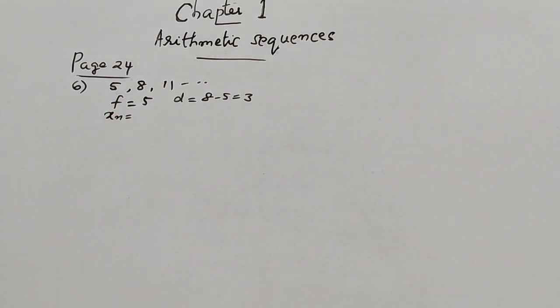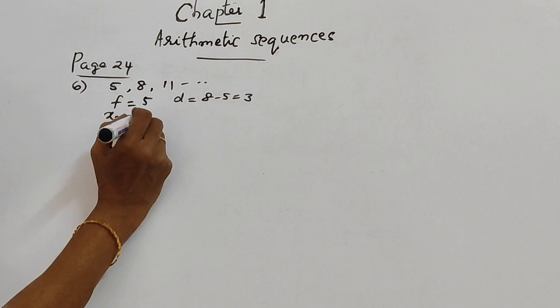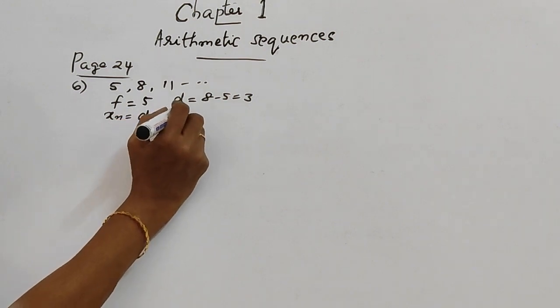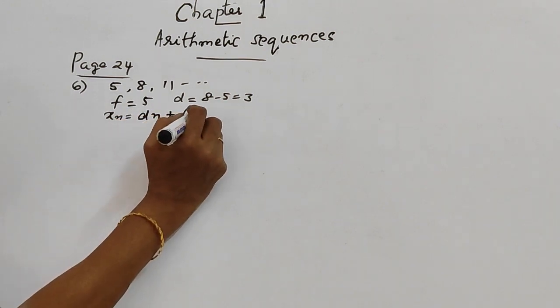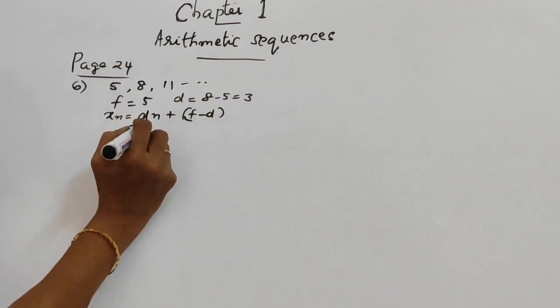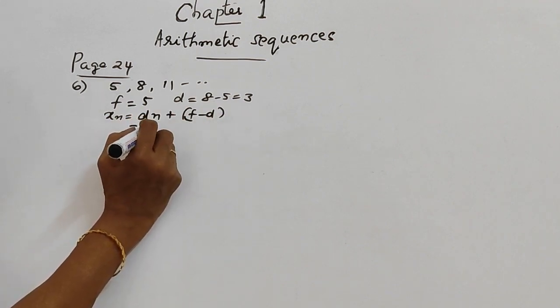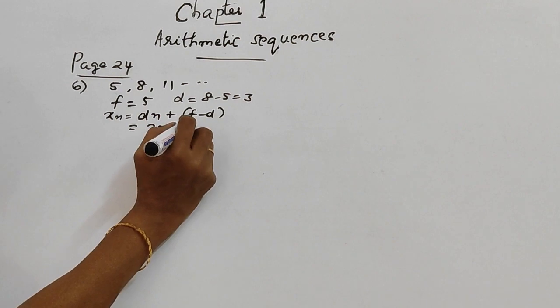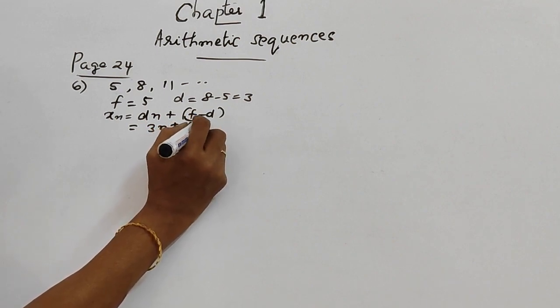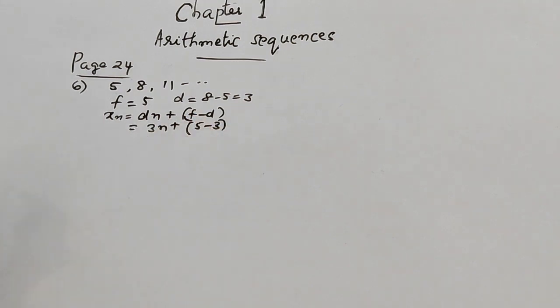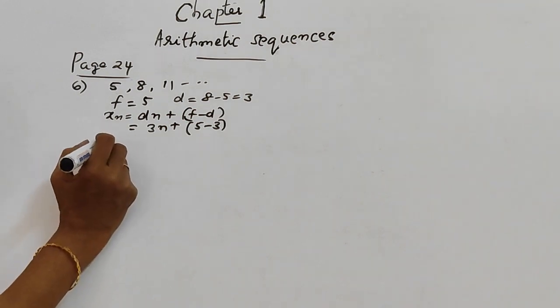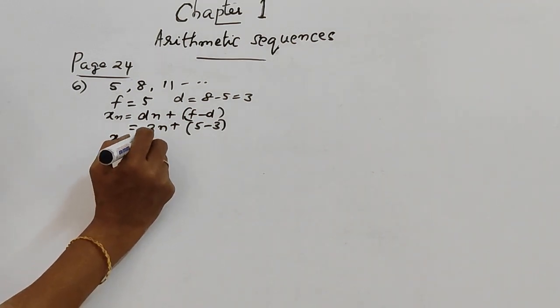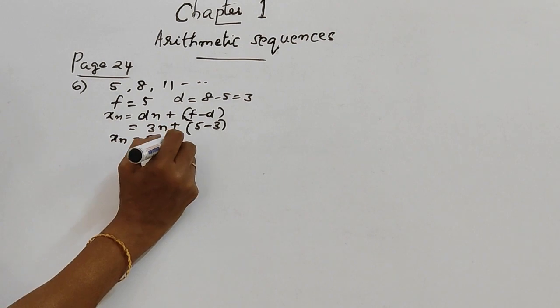xn is equal to dn plus f minus d, which equals 3n plus the first term 5 minus 3. That is, xn is equal to 3n plus 2.